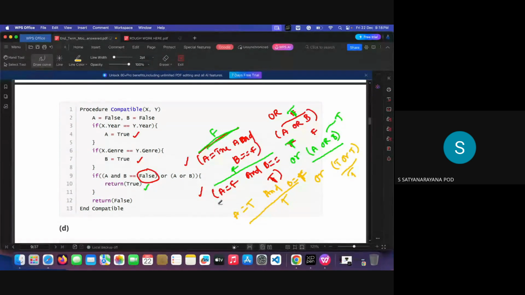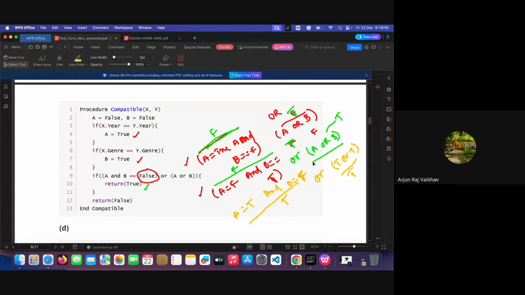What should I check? I should check it is false. But what is my B value in the third case? True. So true is there, but false is required. This condition is expecting false, but unfortunately true is there. Clear? Is this condition then true or false?